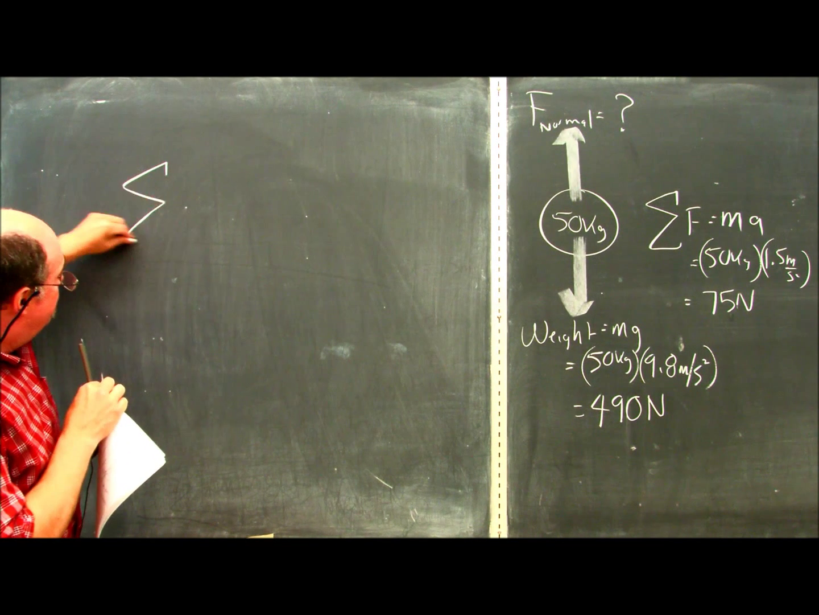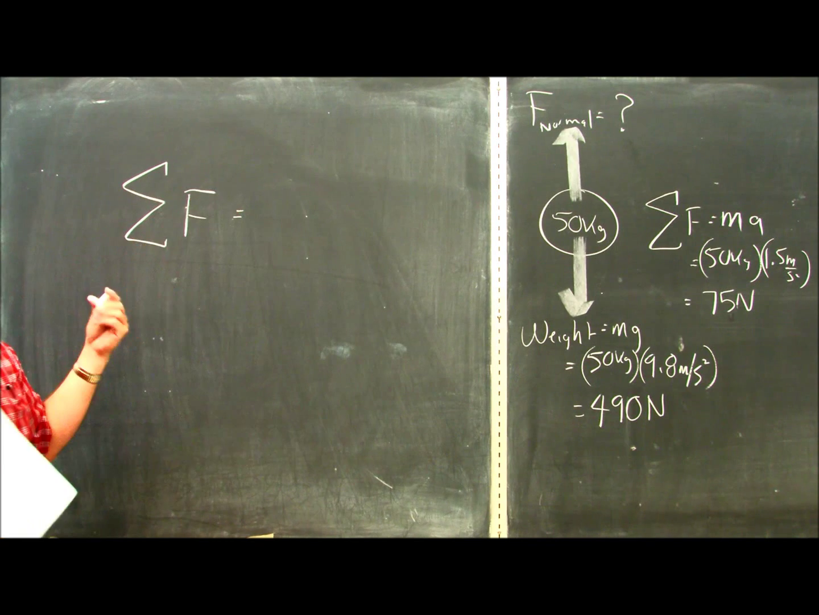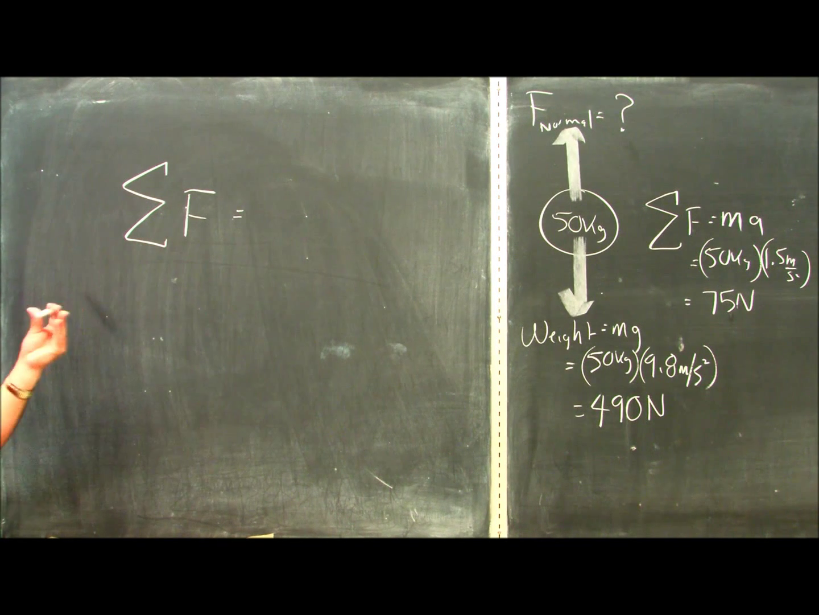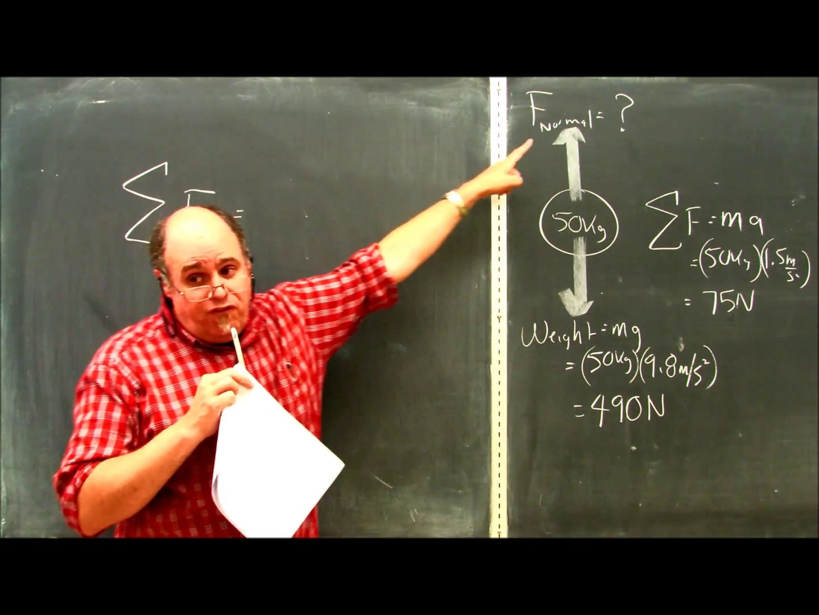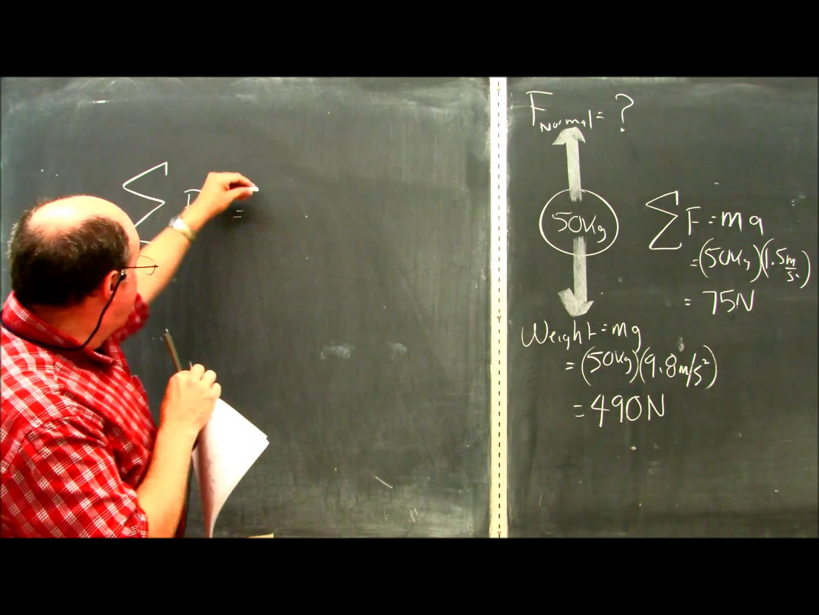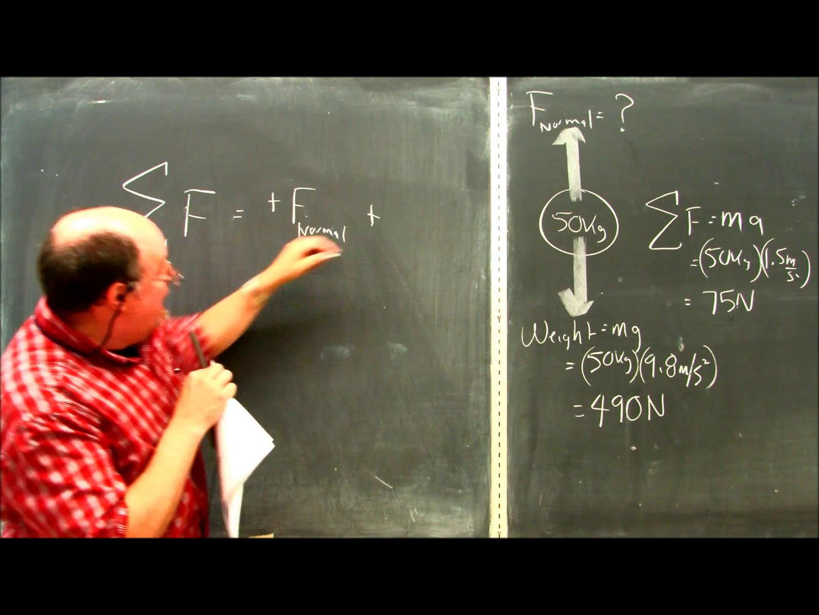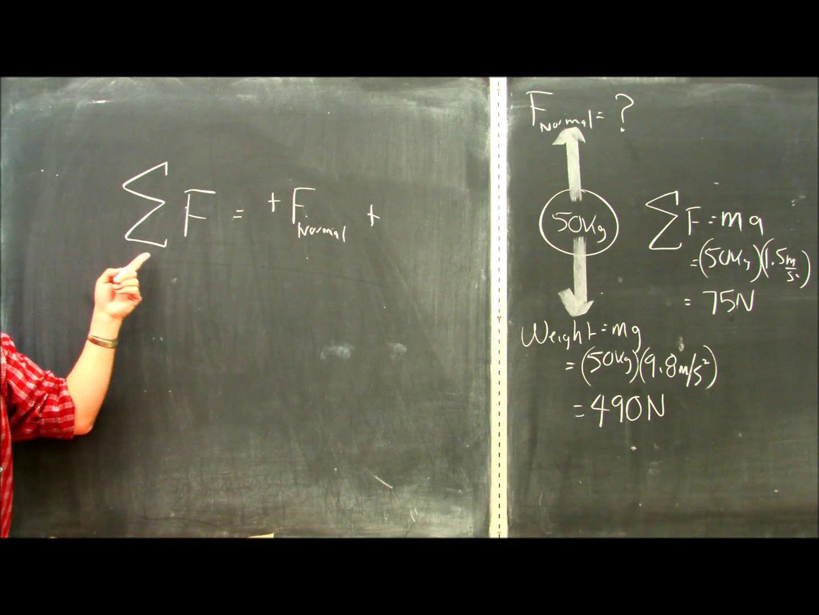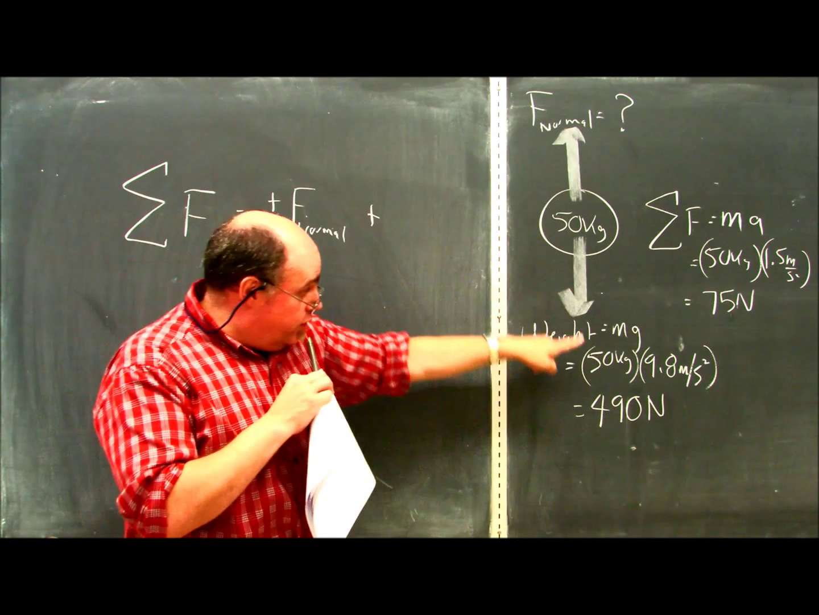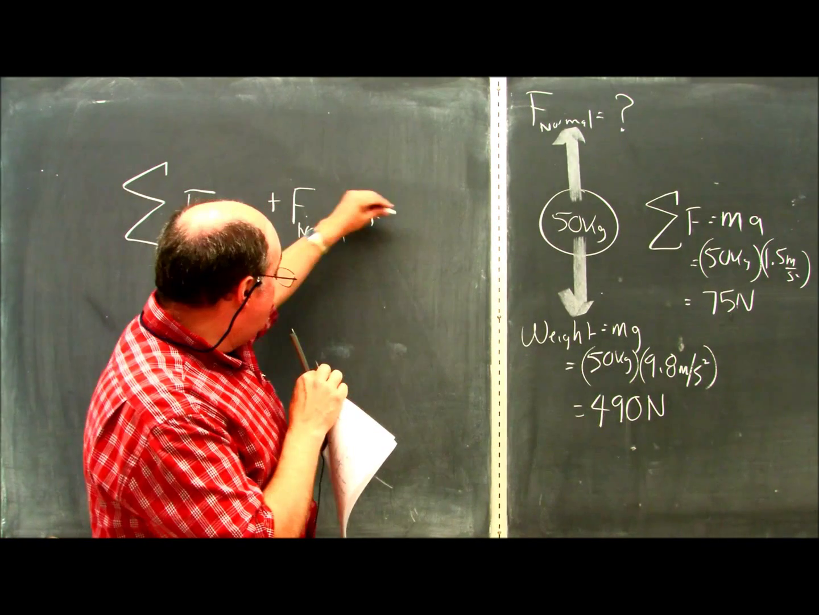the sum of all the forces. Now, what does the sum of all the forces technically mean? It means add up all the forces. So over here, I have a force going in the upward direction, so I will say plus force normal. I'm going to add more because sigma means sum of, add up. So I'm going to add the other force, which is the weight, but it's pointing down. So I'm going to say add a negative weight.